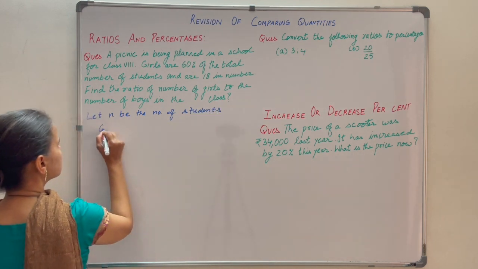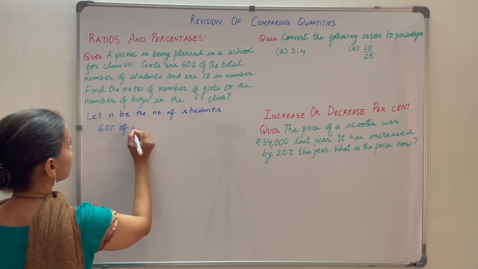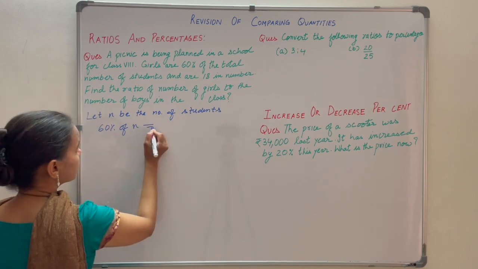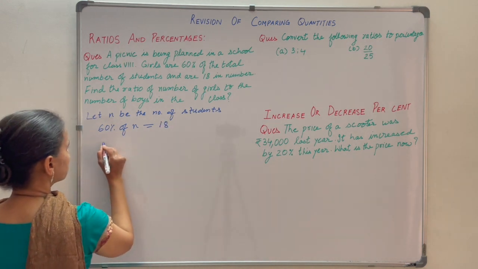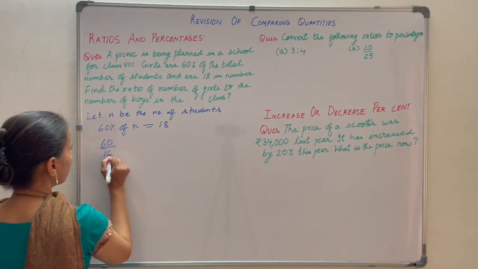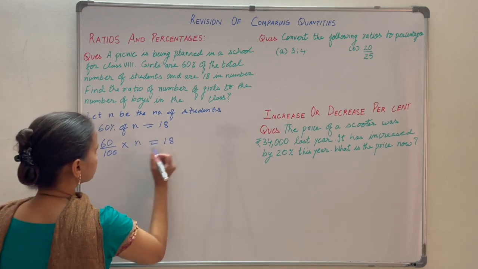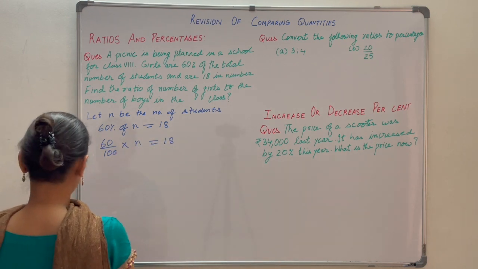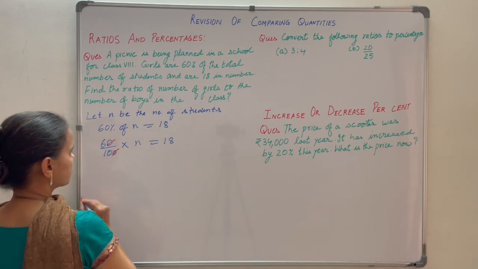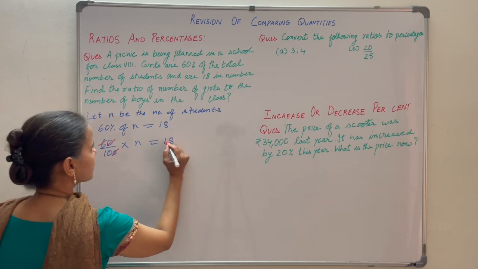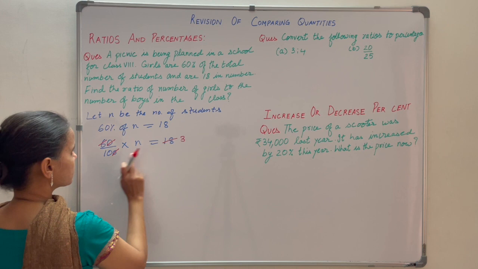It says 60% of total number of students, that is n, is girls. So this is how much? 18. 60% means 60 upon 100 of multiplication. n is equal to 18. Let us now cancel the zeros here. This 0 and 0 will be cancelled. You can cancel 6 and 18. So you get 3 here. So n, 10 is here, 3 is there.